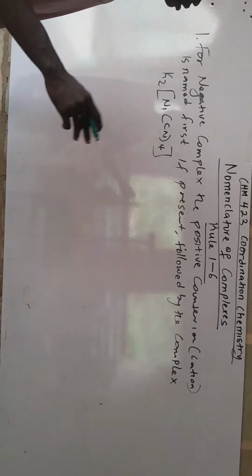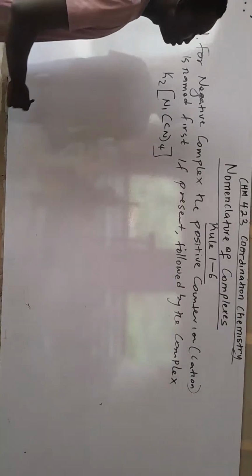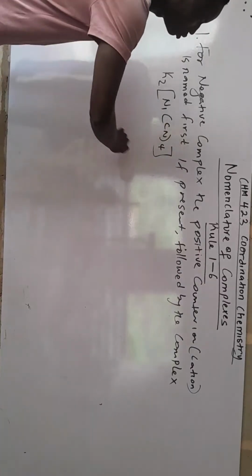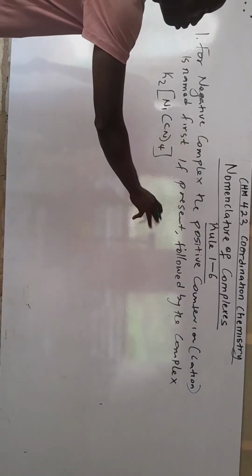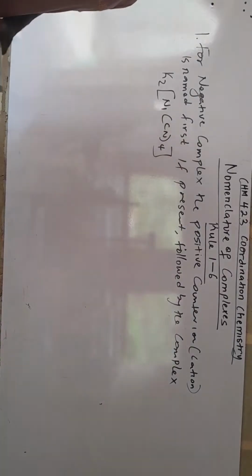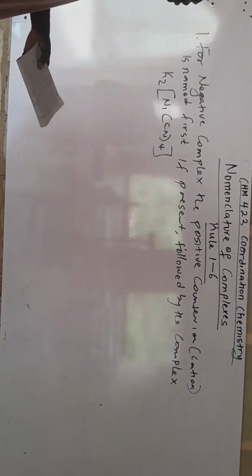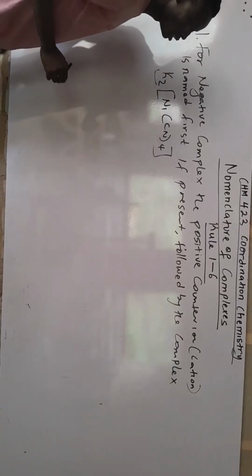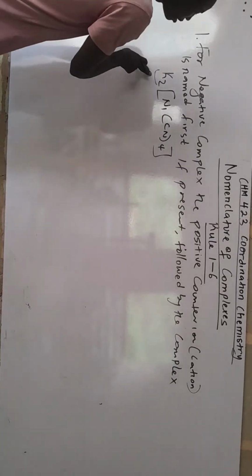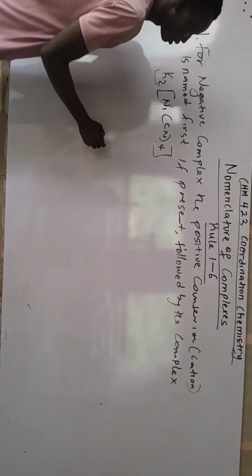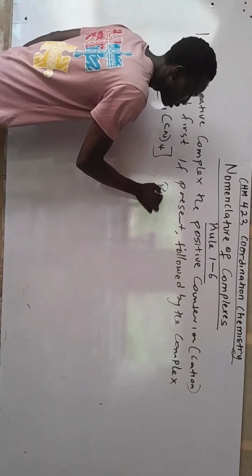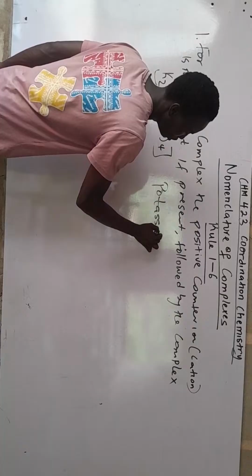Now, in naming this compound, according to the rules, the cation is named first. So if you want to name this particular compound, you come to the cation that we have here. This is the cation, the K there represents the potassium, so the name will be potassium.